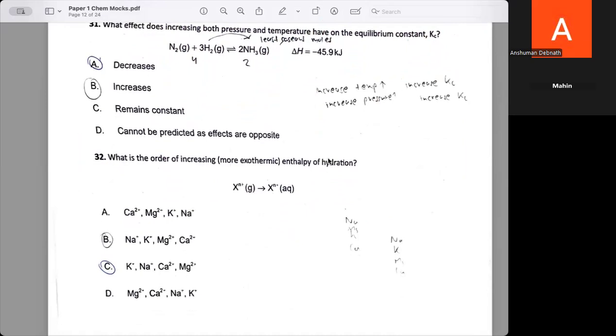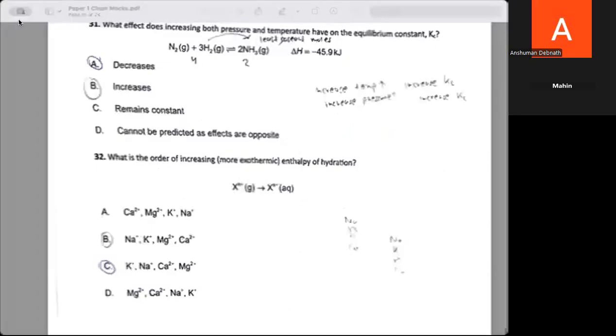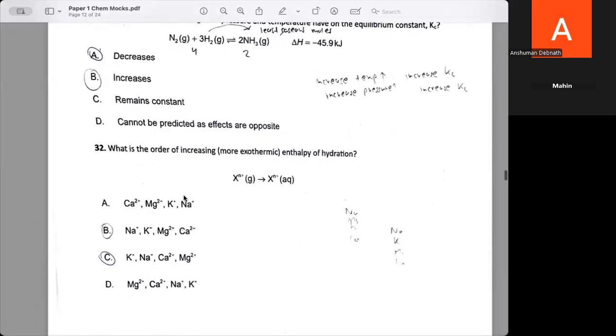See, the Born-Haber cycle hydration I didn't do at that time, so we have to do that. Write down BHC hydration. We learned what is the enthalpy of hydration. What is the definition of enthalpy of hydration? Could you tell us, Mahin? Yes, sir.